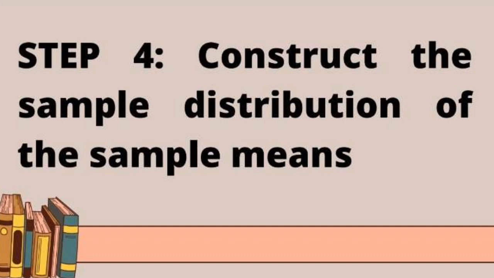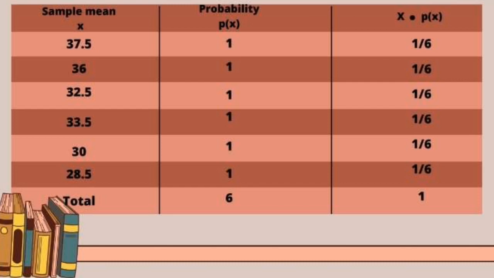Step 4. Construct the sampling distribution of the sample mean. In doing so, just list all the sample means in the first column and get the probability based on how many times each sample mean will appear, and that will be the content of the second column. In the last column, multiply each sample mean by its corresponding probability.